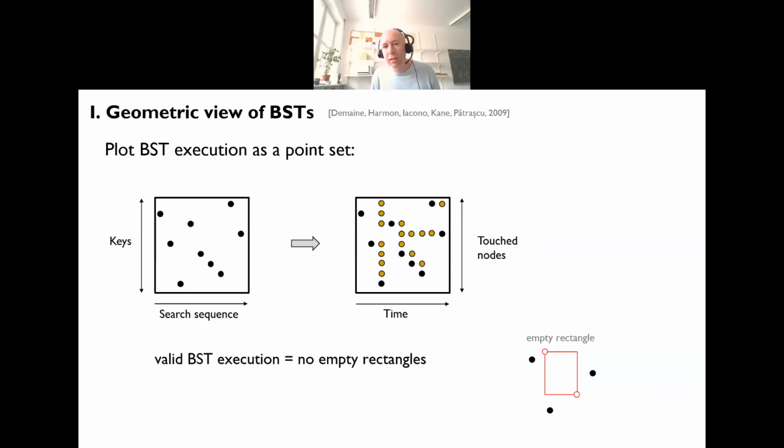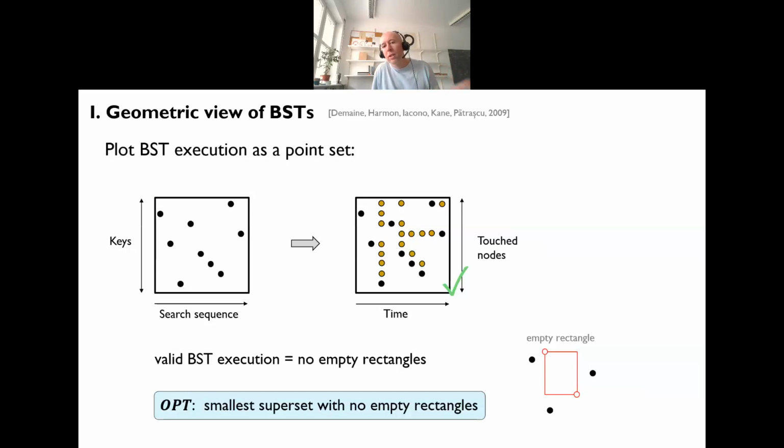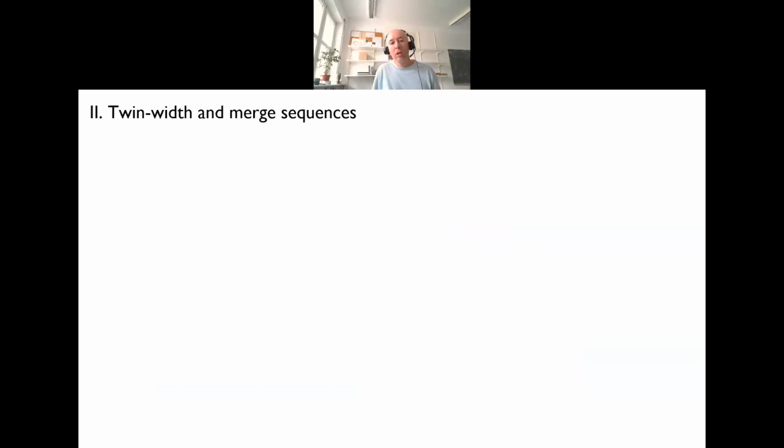So for example, this figure on the right actually has an empty rectangle which I marked with red, but if we add this other point in the corner, then it's no longer empty, and it can be checked easily that then this point set is valid, so it describes a binary search tree execution. So the goal is to do this with as few points as possible, so finding the smallest superset of points with no empty rectangles is the same as finding a valid binary search tree execution. So the cost will be the number of points in this superset.